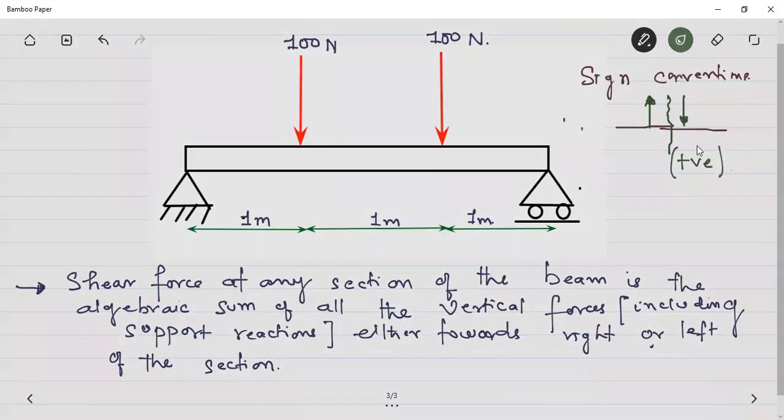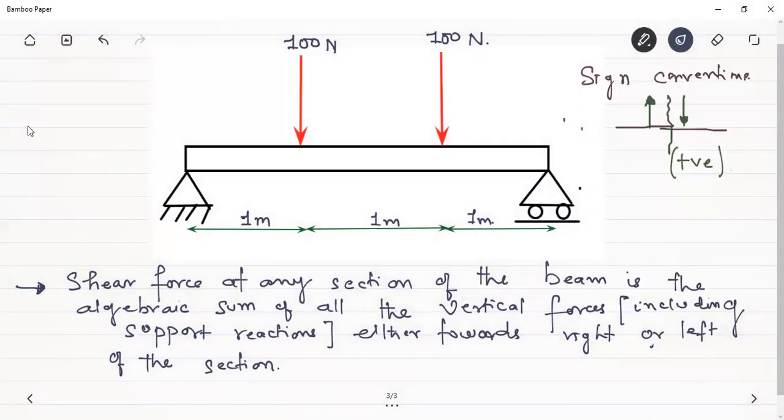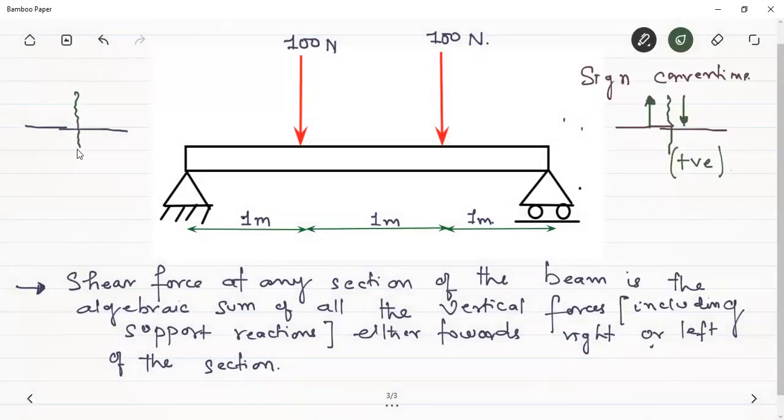And if I consider the beam again, I have taken any section of the beam. I make the algebraic sum of all the forces, either towards the right of the section or left of the section. If I am making the algebraic sum of all the forces towards the left of the section, and the net force comes out to be in the downward direction, or it comes to be positive in the upward direction.